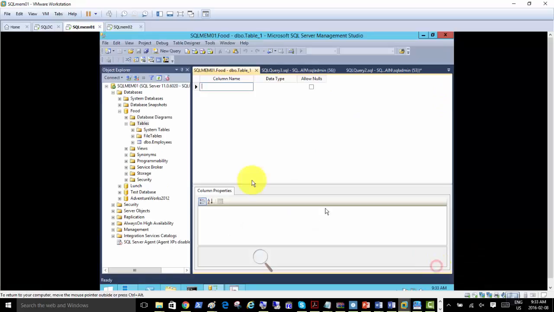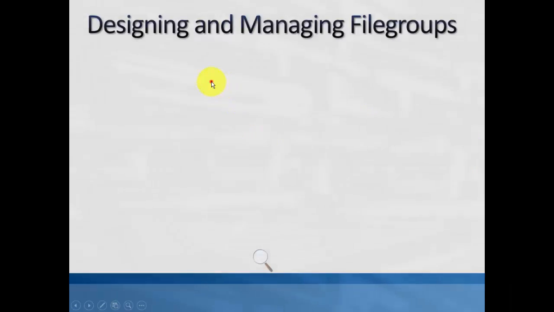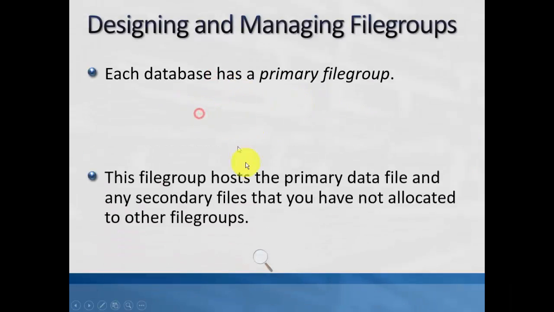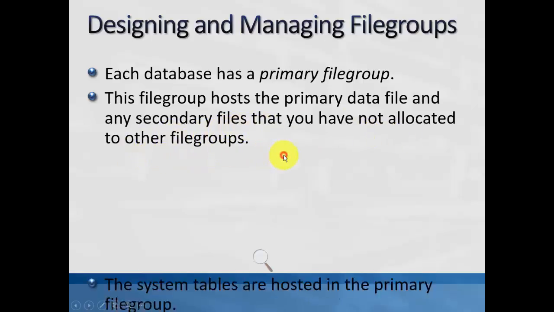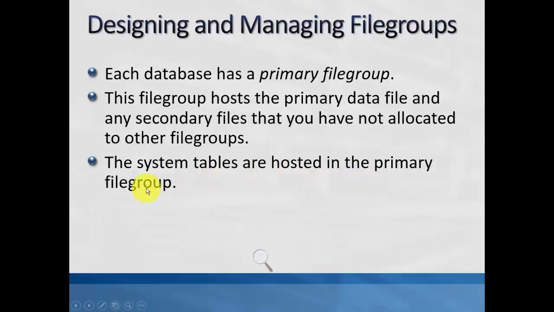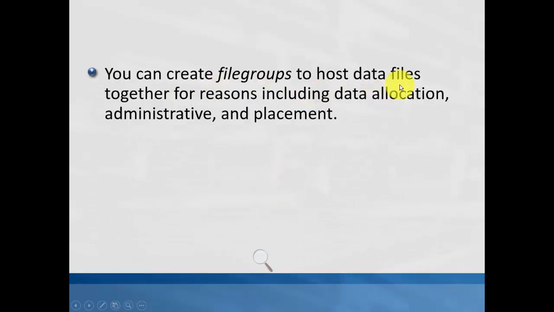Okay, so let's go ahead and try to configure file groups and see how it really works. Each database has a primary file group. We went through that. This file group hosts the primary data file and any secondary files that you have not allocated to other file groups. The system tables are hosted in the primary file group. So there's a primary file group, and then there will be secondary file groups as well. Let's just go there and check. You can create file groups to host data files together for reasons including data allocation, administrative, and placement. You can just place or spread out the data on different drives, still the main purpose.